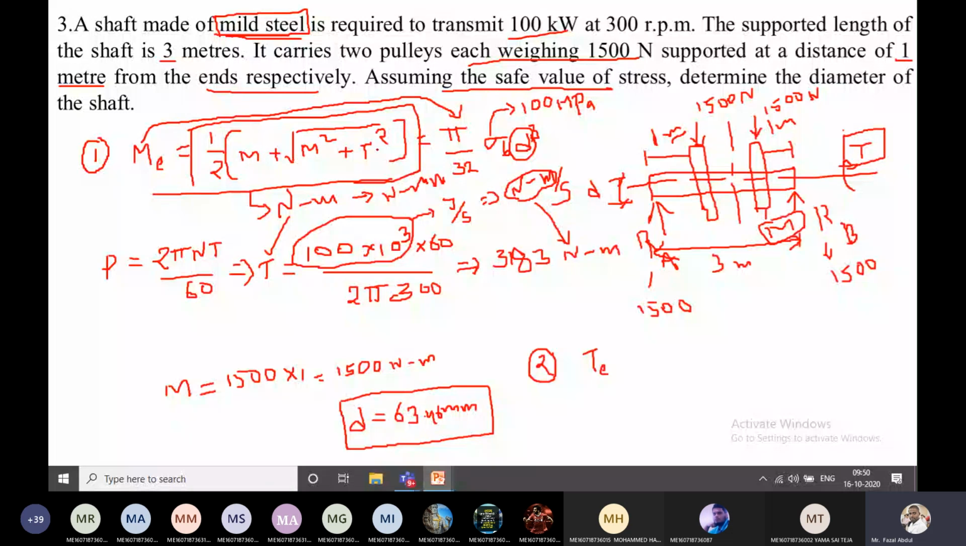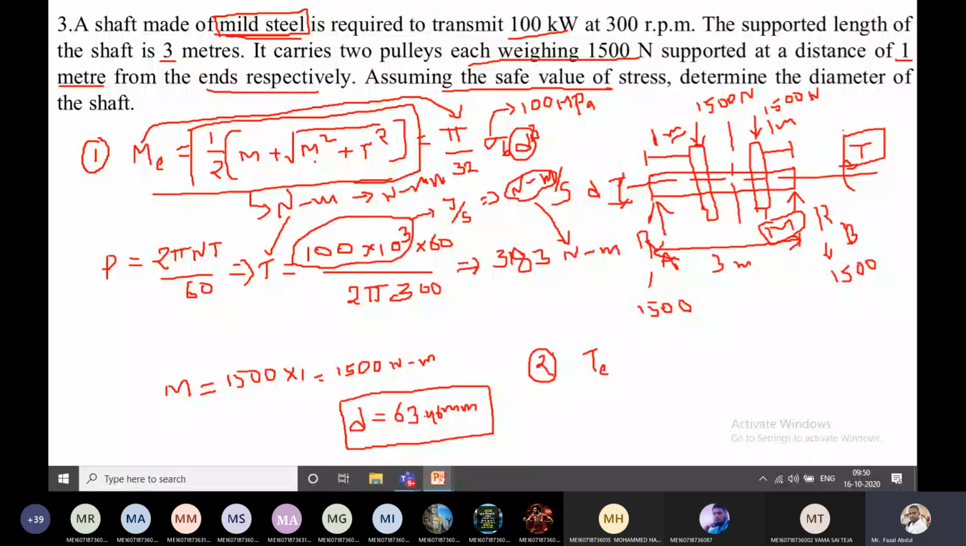M square plus T square]. This Me represents the equivalent bending moment. You selected the total equation. Now what are the things you require? M value you require, T value you require. How many unknown parameters are there? D unknown, T unknown, M unknown. In an equation, if more than one unknown is present, we can't solve the problem, isn't it? So here 3 unknowns are there, Me, M, T, and the question is to calculate the D value.